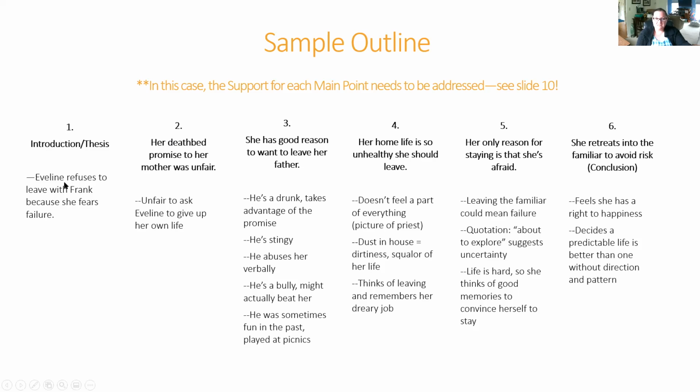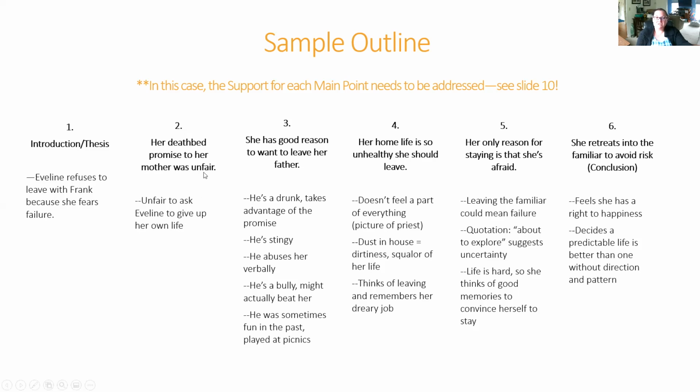So what was our thesis statement again? Evelyn refuses to leave with Frank because she fears failure. We don't need to develop that point on the outline any further because it's our thesis statement. The whole rest of the outline is there to support the thesis statement. Our first main point to try to prove our thesis was that her deathbed promise to her mother was unfair.